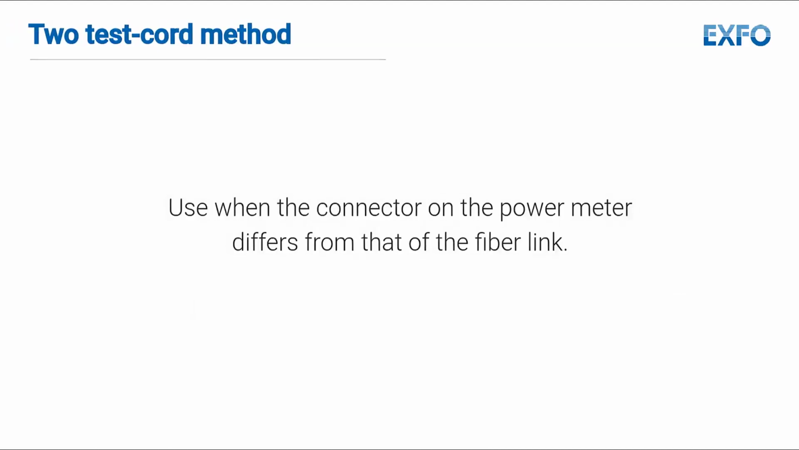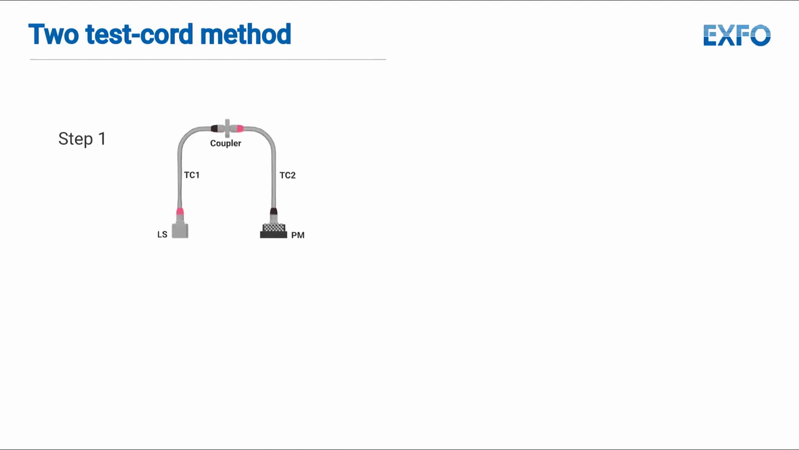The two test cord method is used mainly when the connector on the power meter differs from the one on the fiber link under test. Since it includes a connection mating in the reference, this method will yield less accurate test results than the recommended one cord reference method. The first step consists of connecting the two test cords together using a coupler. The user will then set a reference with TC1 and TC2 connected. The loss from both test cords and the connection are included in the reference.